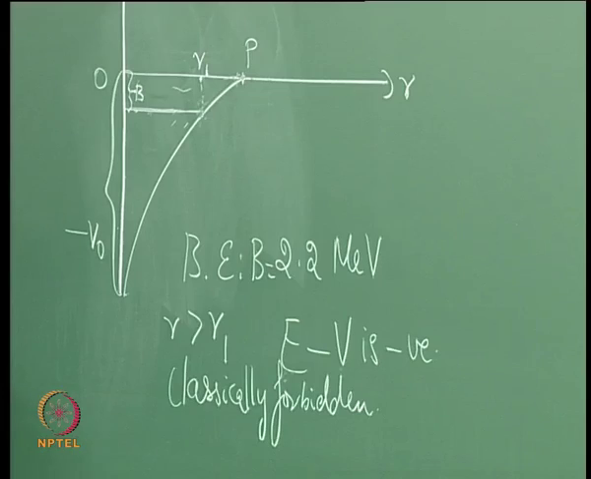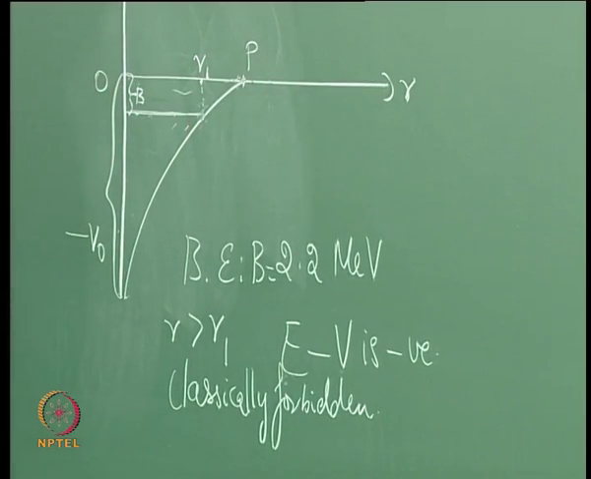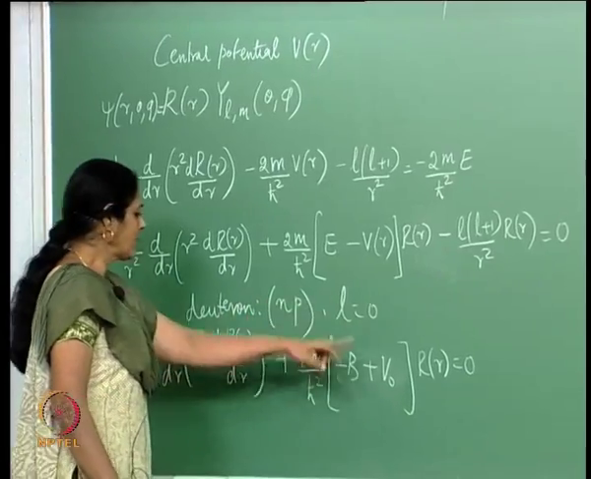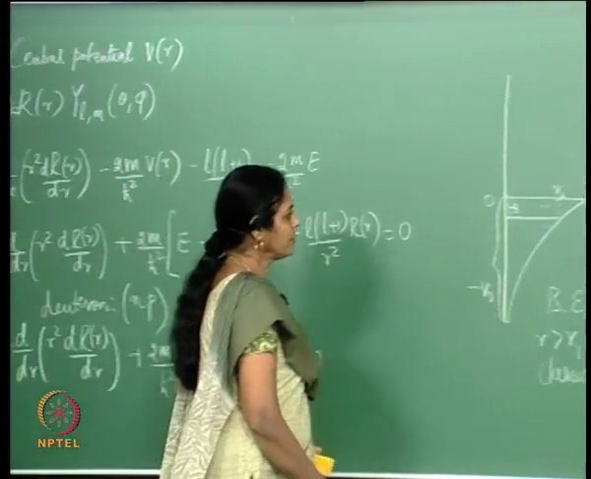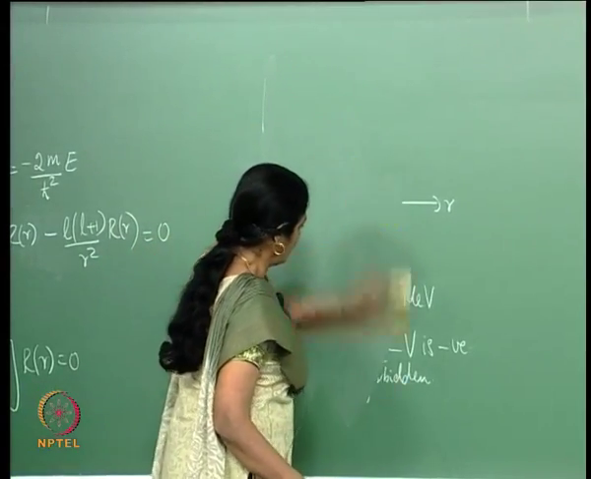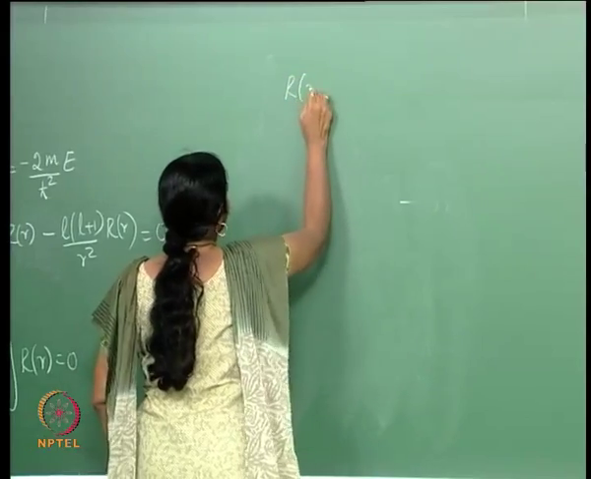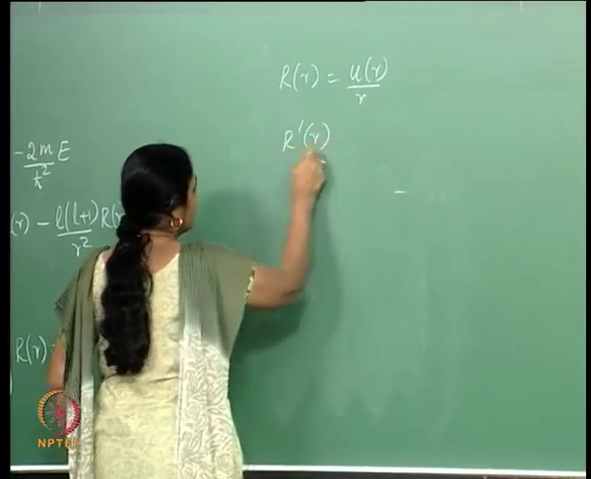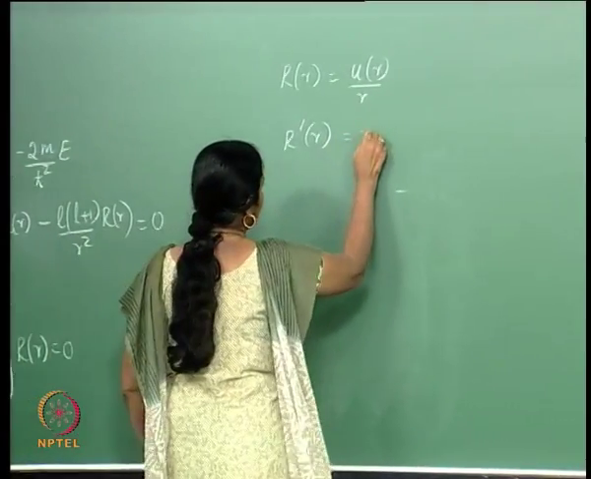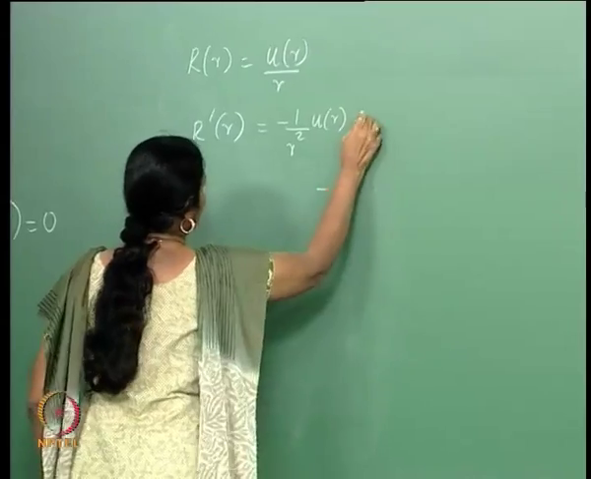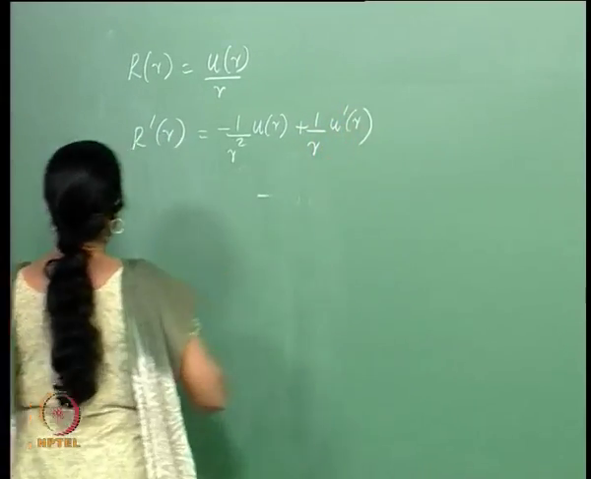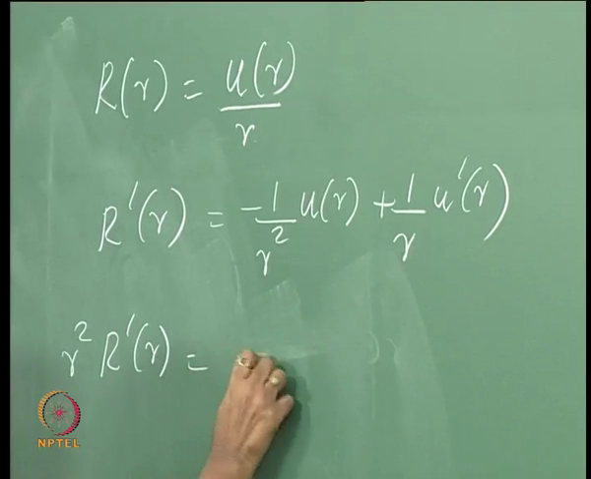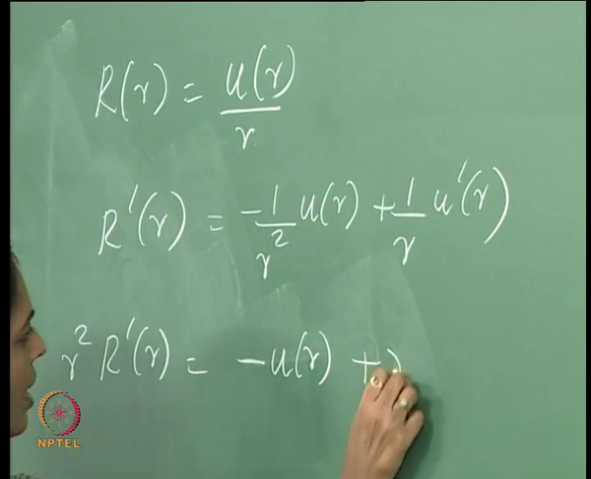So, what is the equation in this region? I am only concerned with the radial equation in the region r greater than r1. So, this is 0. Let us look at this equation in any case and try to write it in a better form. Let me write R of r as some u of r by r. Then R prime of r, prime means differentiation with respect to r, is minus 1 by r squared u of r plus 1 by r u prime of r. And r squared R prime of r is minus u of r plus r u prime of r.